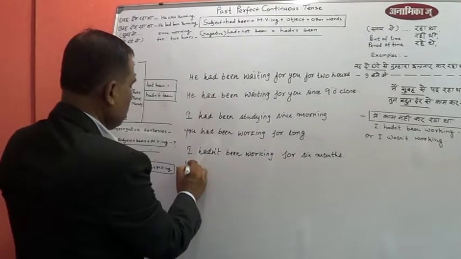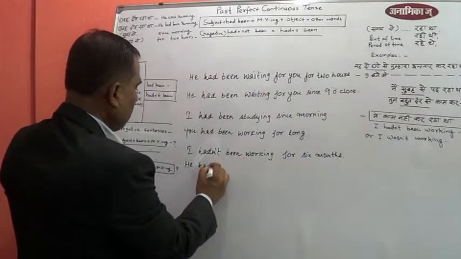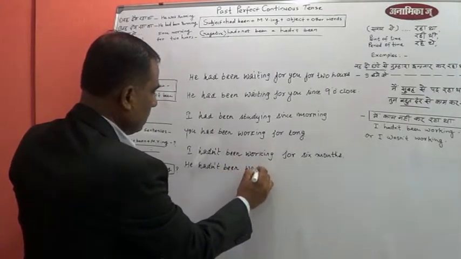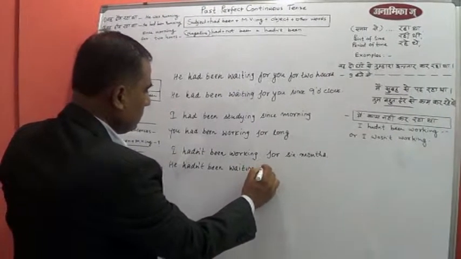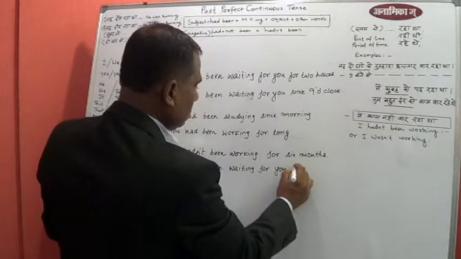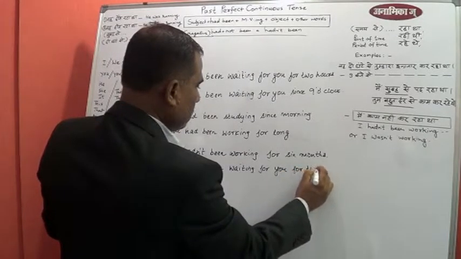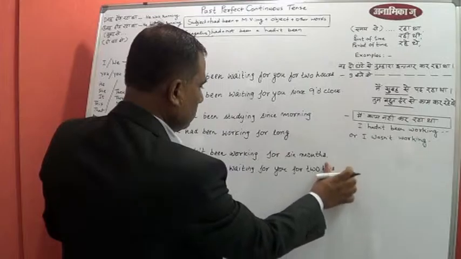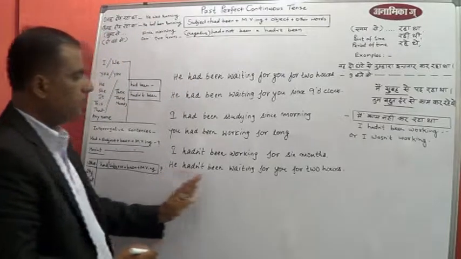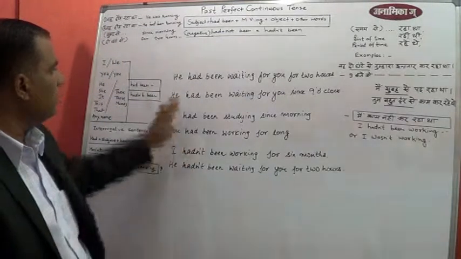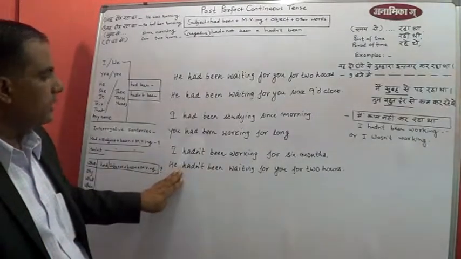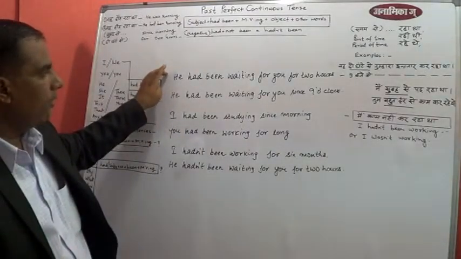like this. He hadn't been waiting for you for 2 hours. He hadn't been waiting for you for 2 hours. So the only difference is instead of had, we have hadn't here. And this sentence becomes a negative of the first positive sentence.